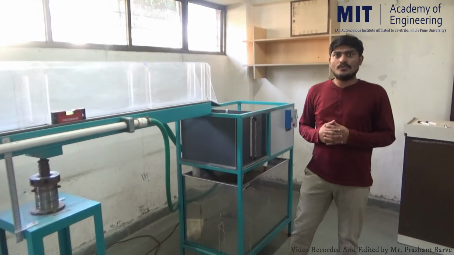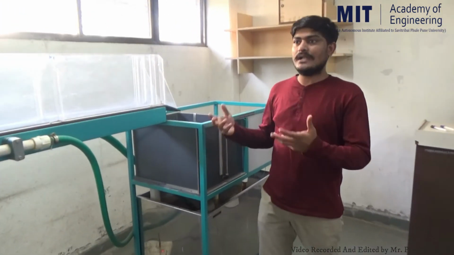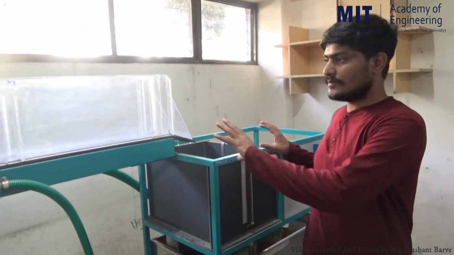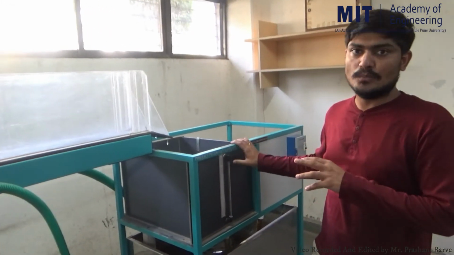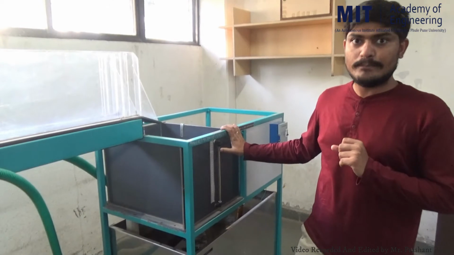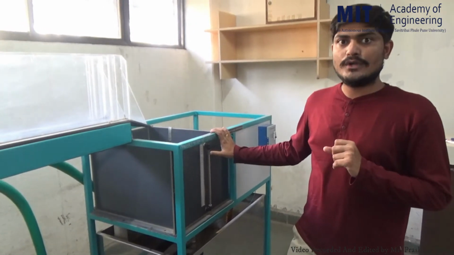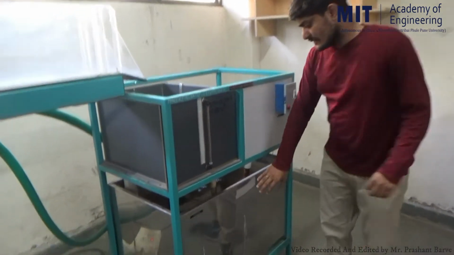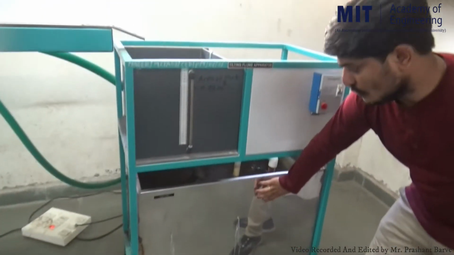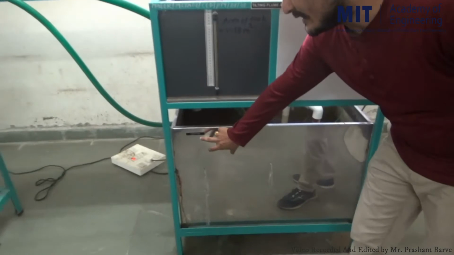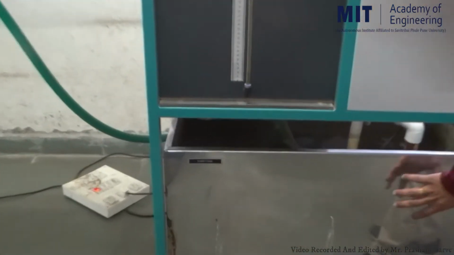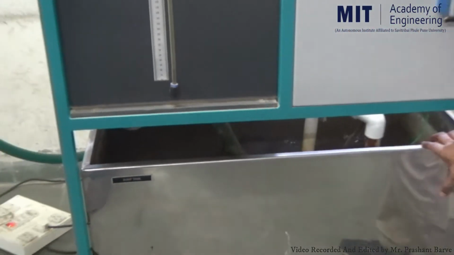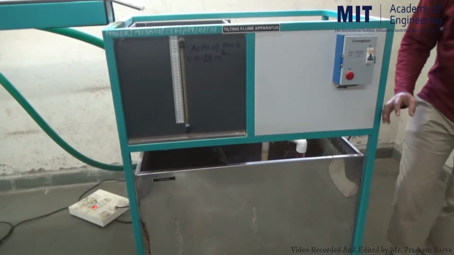Now we will discuss exactly how to determine the value of Manning's N experimentally. For that purpose we are going to make use of this tilting flume. So first of all we will look at its construction. This is the water tank, also called the sump tank. The water is filled in this tank, and from this tank we are going to pump the water.